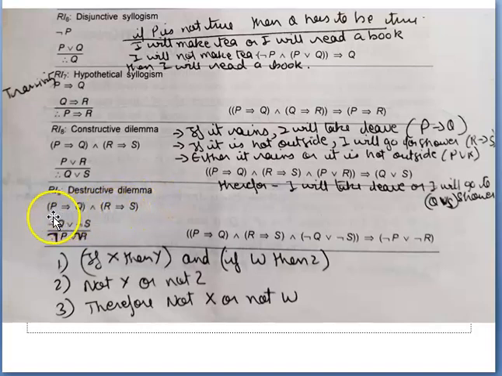Then we have the destructive dilemma. Destructive dilemma says if P implies Q is true and R implies S is true, and we are given that negation of Q or negation of S is true, this clearly implies that negation of P is true or negation of R is true. So these are the rules that we have.